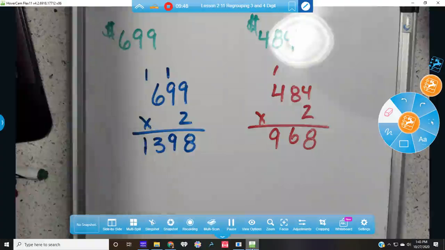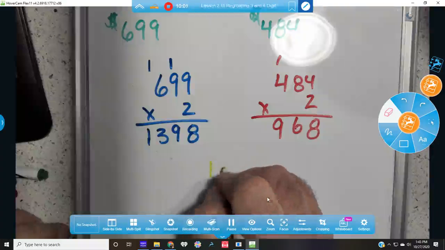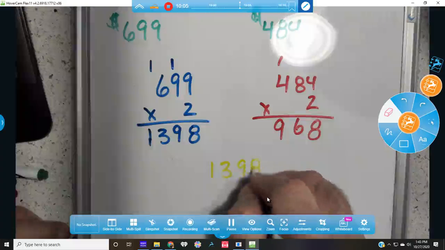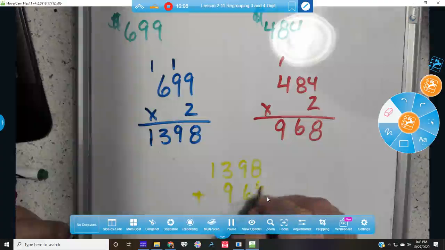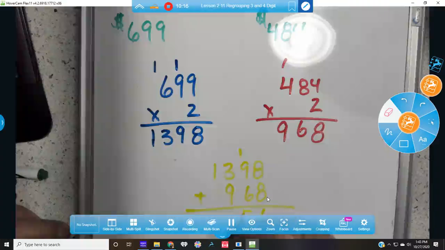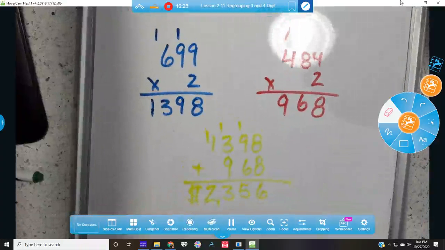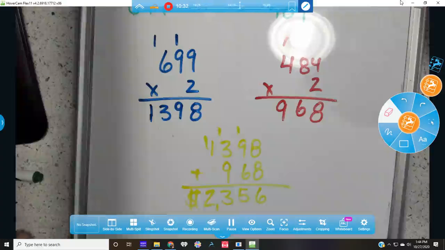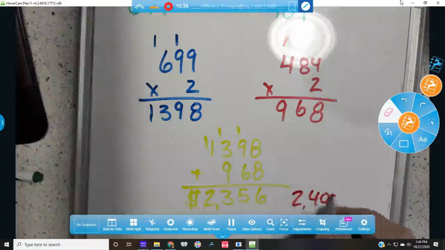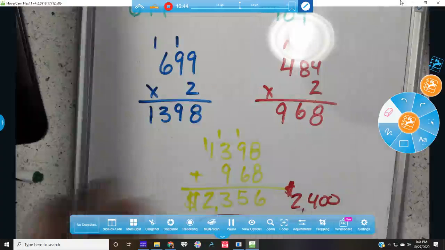So this, ladies and gentlemen, is where we add. I'm trying to find a different marker. Does yellow show up? Yeah, yellow shows up. So we're going to take the adult cost, $1,398, and add $968. 8 plus 8 is 16. 9 plus 6 is 14, plus 1 is 15. 3 plus 9 is 12, plus 1 is 13. Carry the one more time, 1 plus 1. So our grand total for our trip is $2,356. Now, if I remember right, our estimate was $2,400. These two numbers are very close, so we can say that we have a reasonable answer.